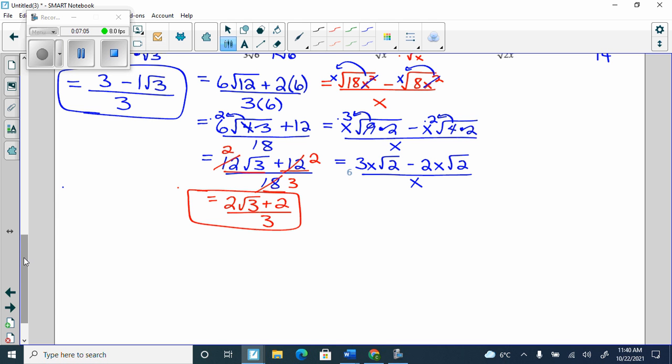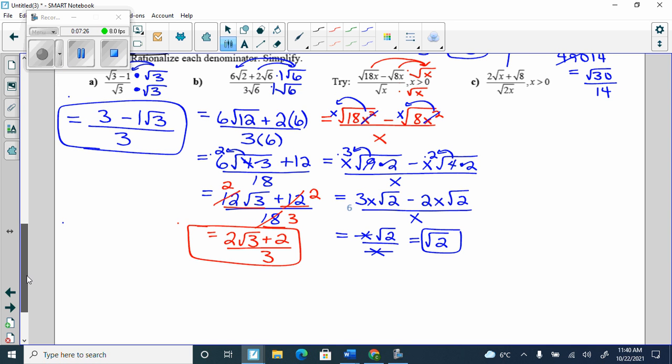Because they're like terms. So 3x root 2 minus 2x root 2 is x root 2. Because 3x minus 2x is x, and then the root 2 gets written over x. And what happens with these x's? They cancel, so my answer is root 2. Then we're going to look at C. I have to multiply by root 2x.